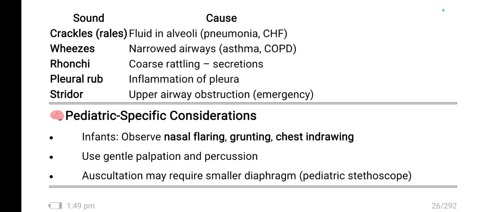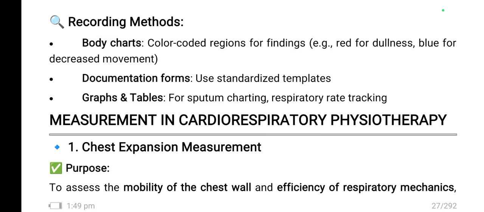Pediatric specific considerations. In infants, observe nasal flaring, grunting, and chest indrawing. Use gentle palpation and percussion. Auscultation may require a smaller diaphragm pediatric stethoscope. Recording methods: body chart, documentation forms, graphs, and also further laboratory tests.